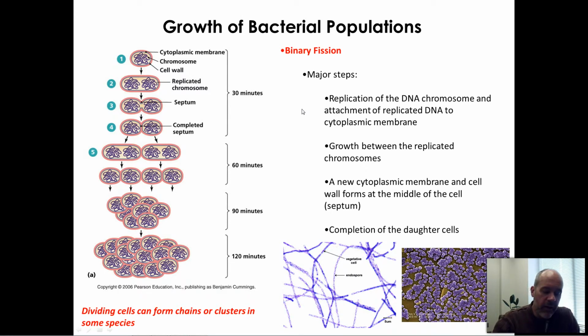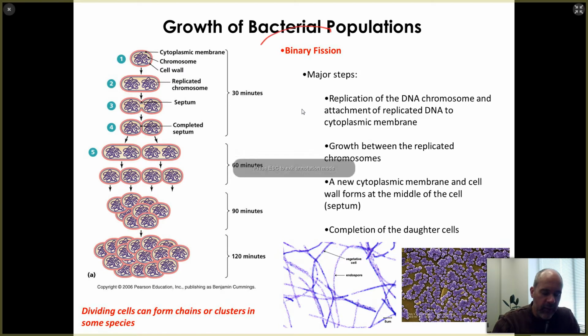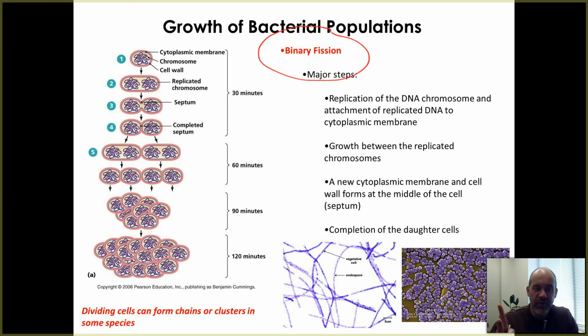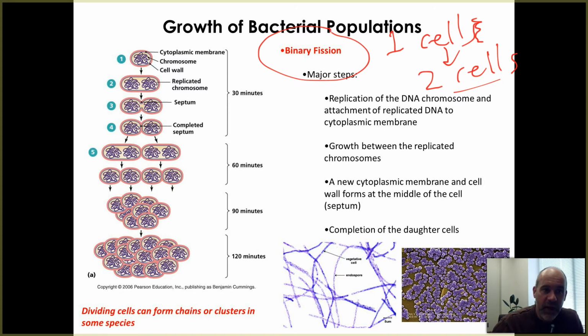Bacteria multiply or replicate through a process called binary fission. Binary meaning two, fission to split. So one cell splits into two cells, one cell to two cells. That's binary fission. Now, when you study human cells, you learn about a very complex process called mitosis, by which a eukaryotic cell like ours will divide into two cells. Bacteria don't do mitosis. They go through a process called binary fission, which is not quite as complex.